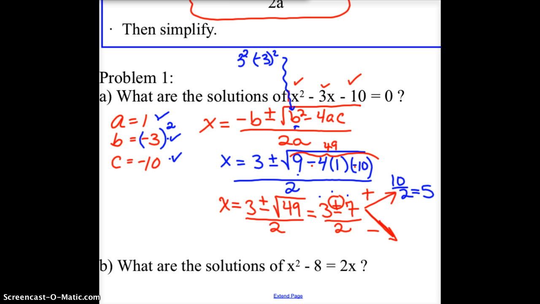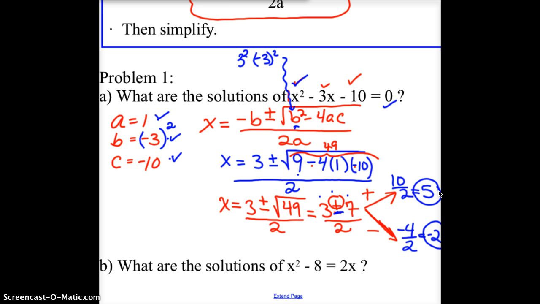Keep in mind you could always test it. You could plug a 5 in right here and square it, subtract 3 times 5, subtract 10, and you will get a 0 out. My other solution comes from doing the subtraction. I do 3 minus 7, which is a negative 4, over 2, which is negative 2. So these are my two solutions.